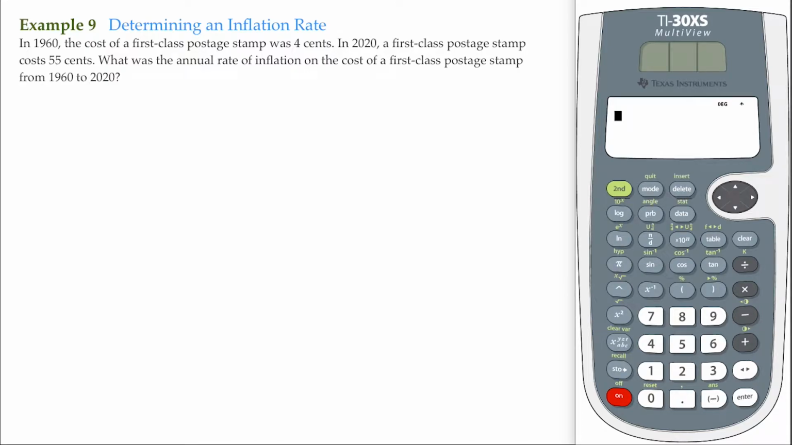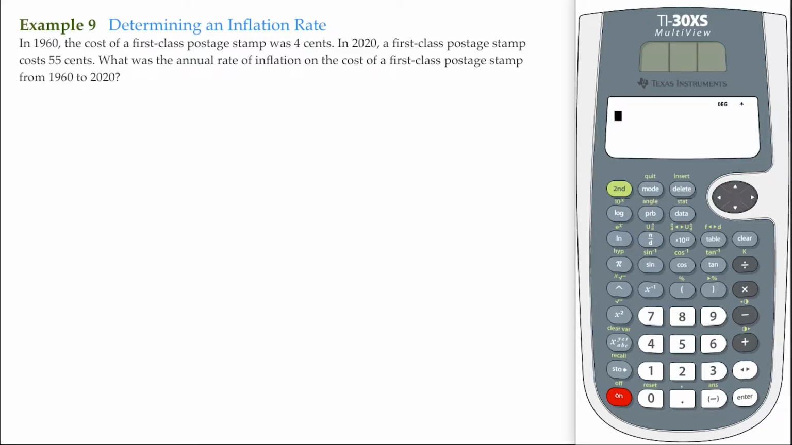In this example, we are going to determine an inflation rate. And inflation is the increase in the prices of goods and services that affect our everyday lives. Inflation is usually measured at an annual rate.